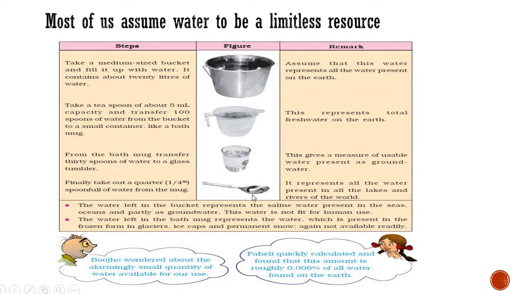So we can conclude that a very small amount of water can be used by us. Whatever is there in this spoon and in this glass tumbler can be used by us. A very small quantity of water on the earth is fit for human consumption. So this should make us wonder about the alarmingly small quantity of water available for our use, and that water is not a limitless resource.